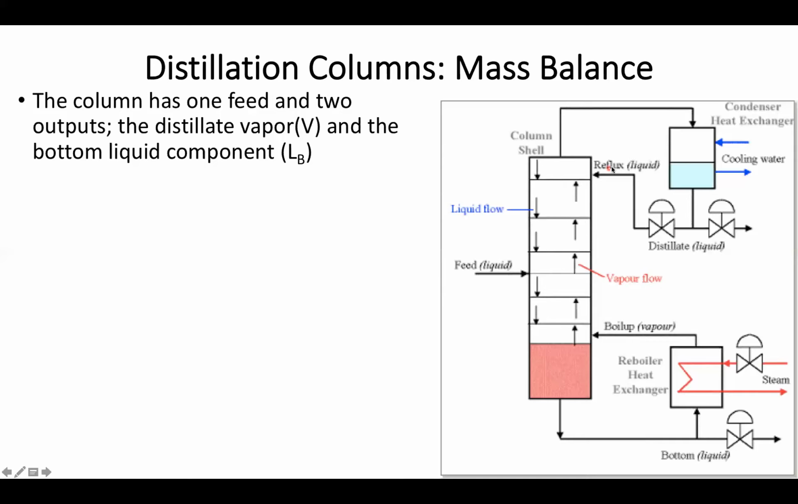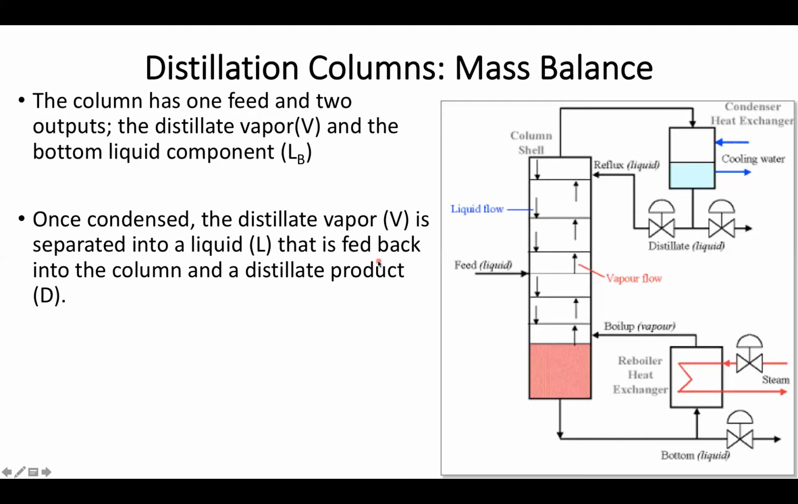Sorry, it has three feeds: feed, reflux, and boil up. The important ones, for which I want to introduce some variables, are the distillate vapor, which I'm going to represent with a V, and the liquid bottoms, so this raw product, which I'm going to represent with an LB. On my distillate, this vapor can be condensed and then separated into the liquid distillate, which I'm going to represent with an L, and the actual distillate product, which I'm going to represent with a D.